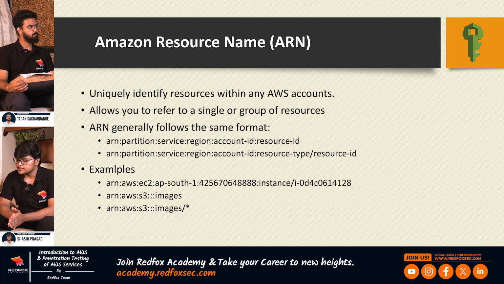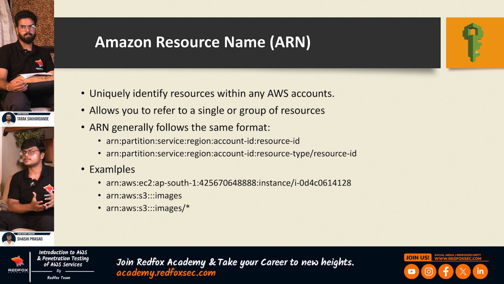Also, some AWS services are global and some of them are regional. If it is a regional service, then this is the first format it will follow. But if it is a global service, it will not have the account or the region. That's why you will see arn:aws:s3:::images. It will not have the region as well as the account ID because it's a global service.